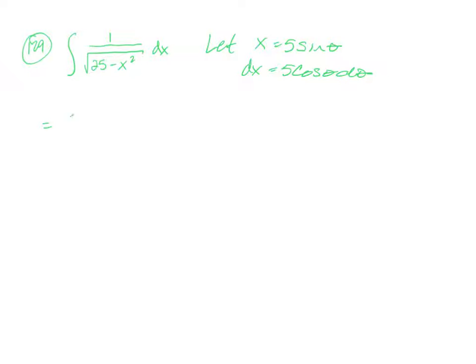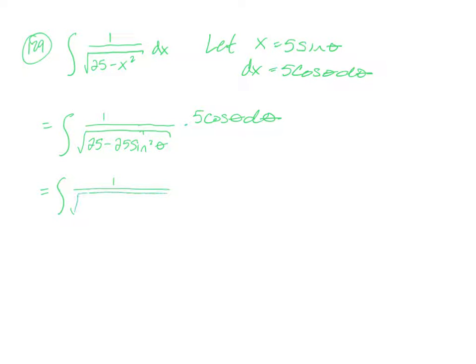So this is going to become the integral 1 over square root 25 minus 25 sine squared theta times dx, which is 5 cosine theta d theta. Factor out the 25 from the two terms that are under the radical, and we've got the integral of 1 over the square root of 25 times 1 minus sine squared theta.